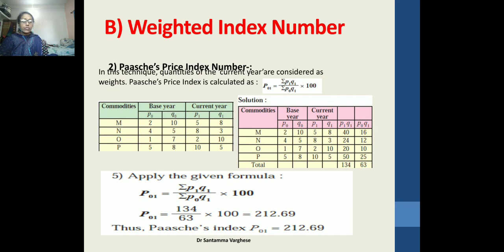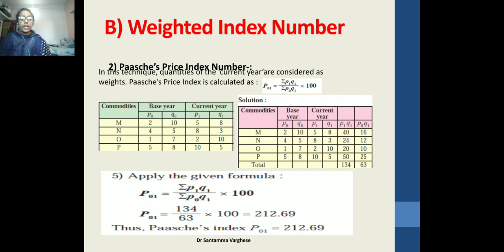In this method, suitable weights are assigned to various commodities, and mean quantities are used as weights, and the weighted index is calculated. In this technique, the base year quantities are considered as weight. बेस ईयर क्वांटिटीज वेट में कंसिडर किया है, लेकिन पास्चे ने क्या किया? करंट ईयर का क्वांटिटीज को किया. यही डिफरेंस है. This is the only difference. Just you can see it.